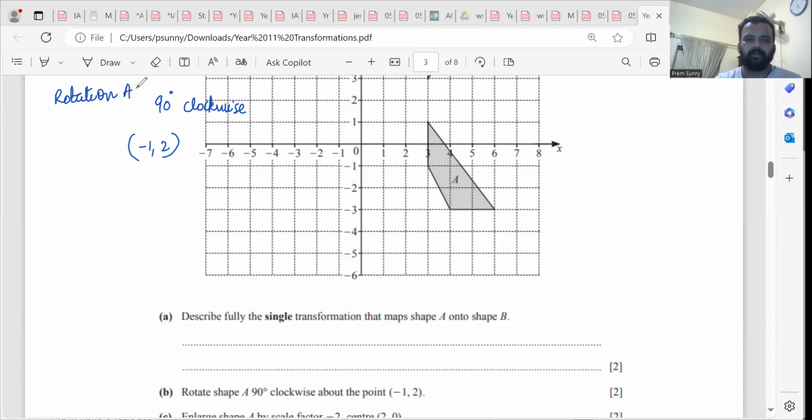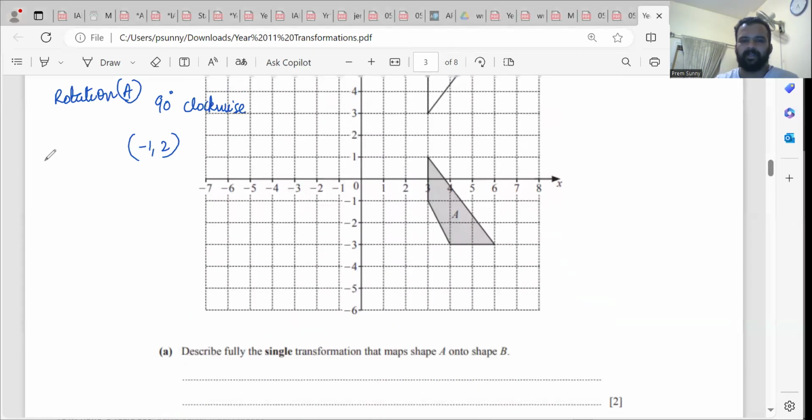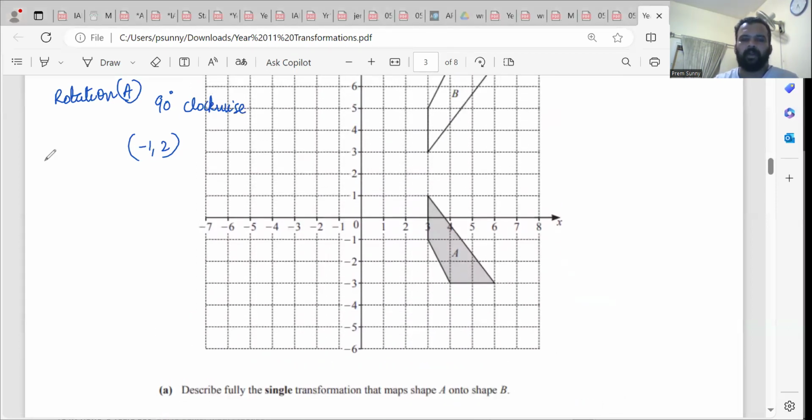Rotate shape A, rotation of this shape A. Now this is shape A. Now -1, 2 will be somewhere over here. So if it is about any other point other than the origin, you take this point -1, 2, label this A, B, C, D. So this is how you do rotation of 90-degree clockwise about a point -1, 2 without the tracing paper.